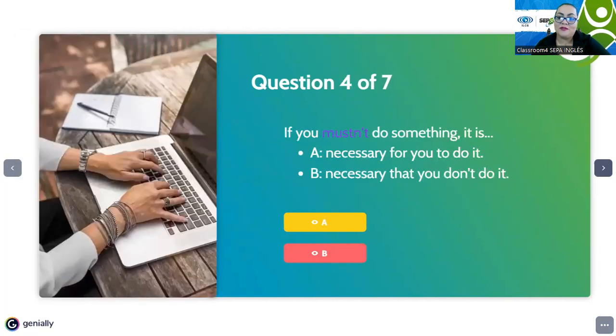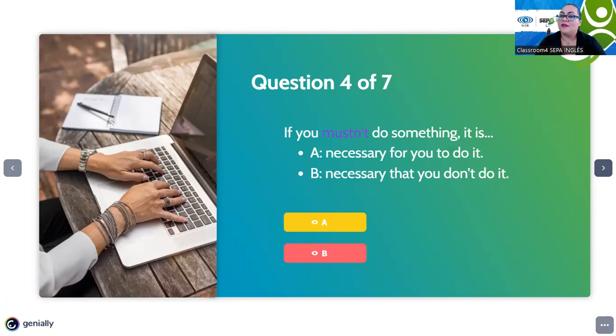If you mustn't do something, what is it? Si no tienes que hacer algo, esto es. Letter A. Necessary for you to do it. Necesario para ti que lo hagas. Letter B. Necessary that you don't do it. Necesario que no lo hagas.